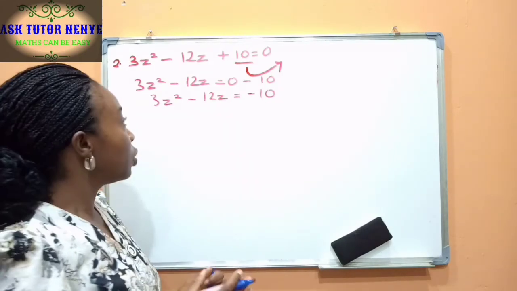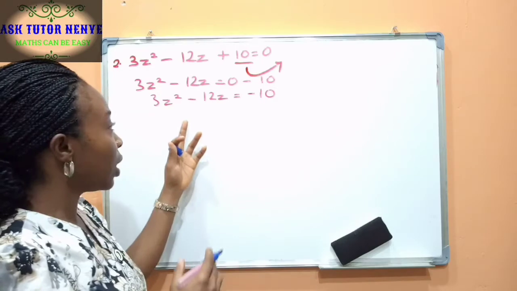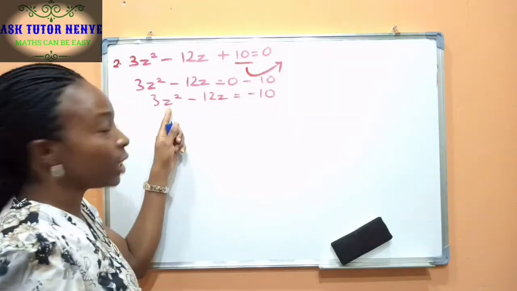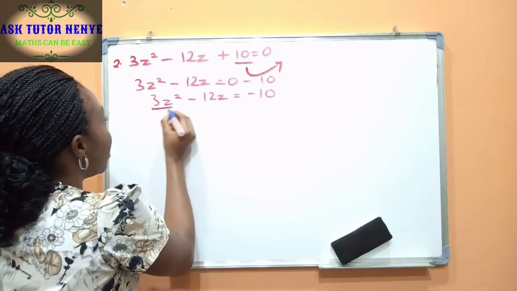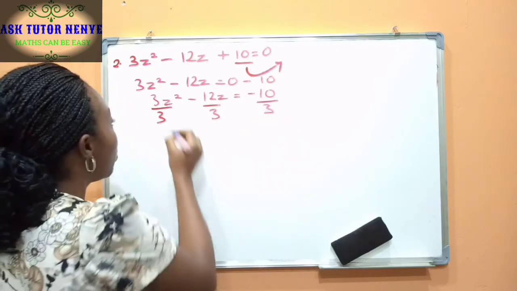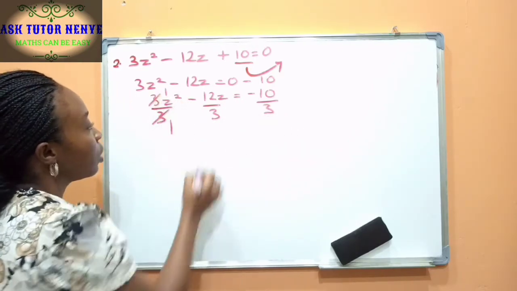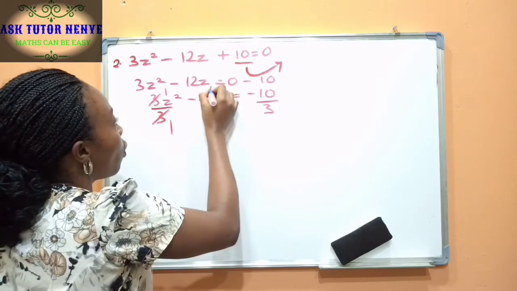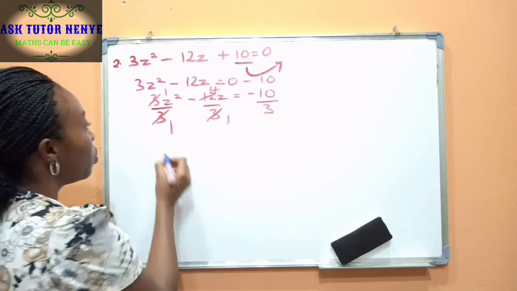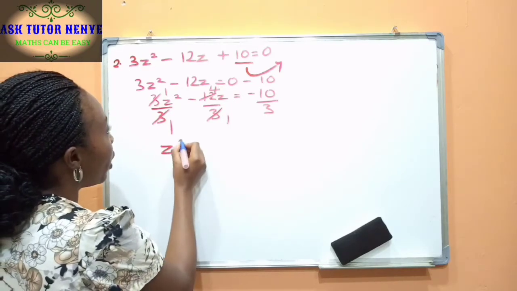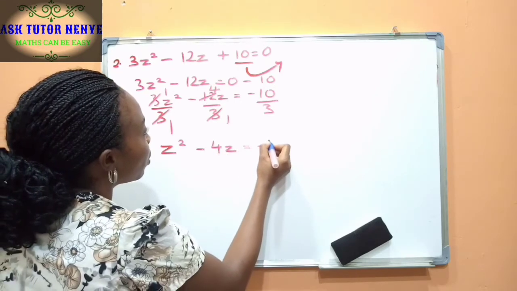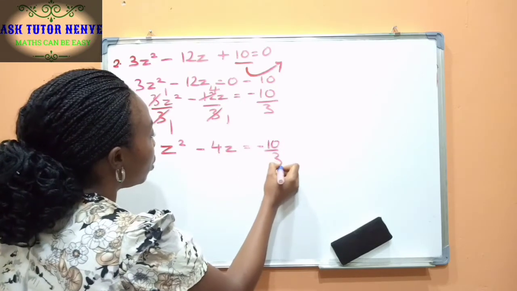Now the next thing we are going to do is to divide both sides, that's the left hand side and the right hand side, by the coefficient of z squared. So we are going to divide here by 3, divide here by 3, and divide here by 3. So 3 goes into 3 once, 3 goes into 12 four times. Then this cannot go, so we leave it like this. We are going to have z squared minus 4z equals minus 10 over 3.